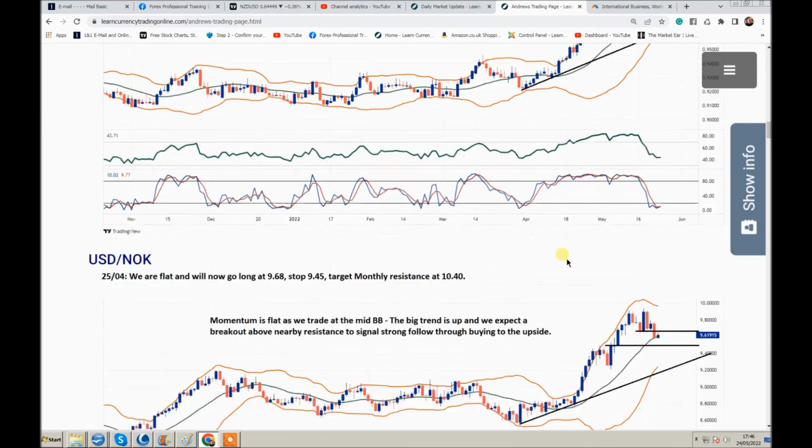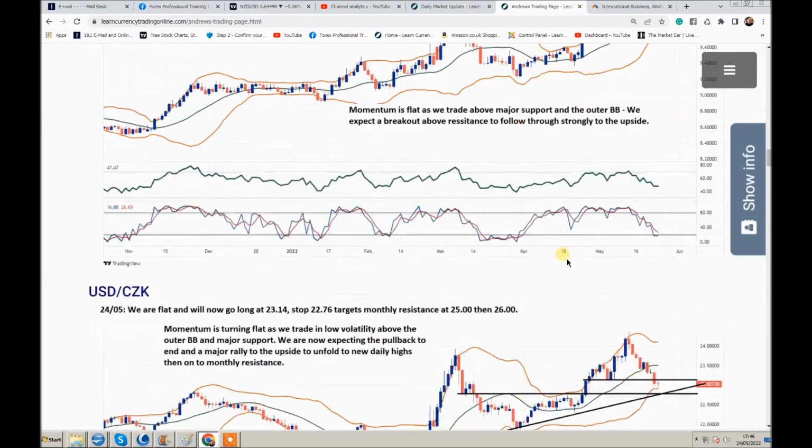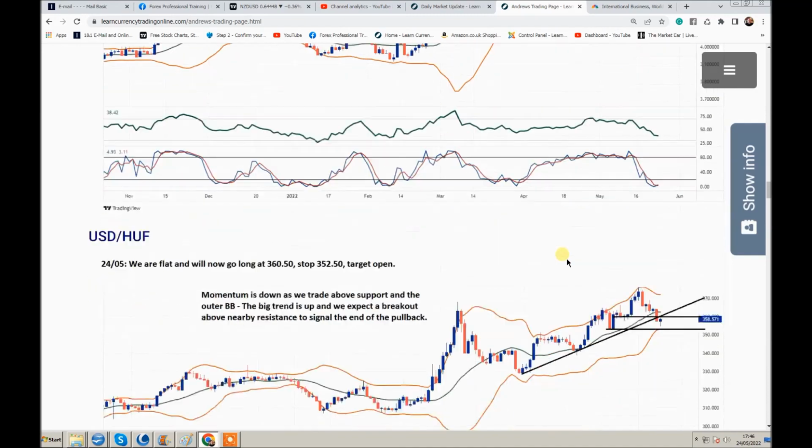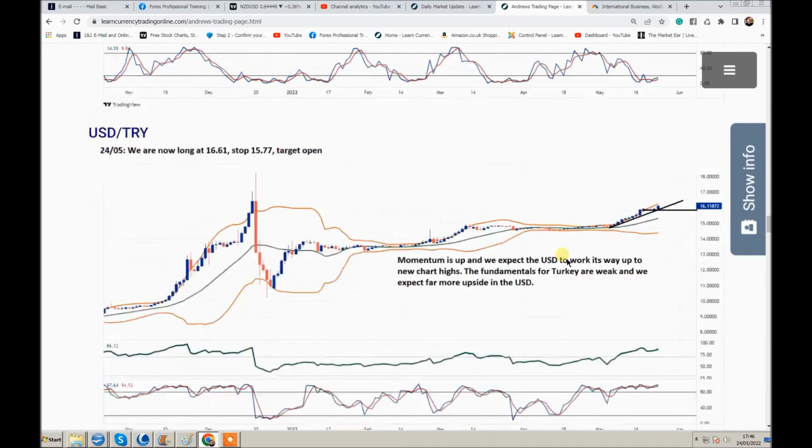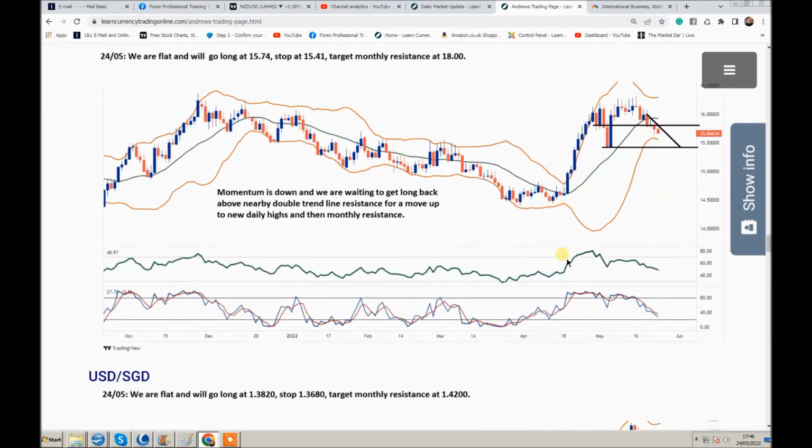Last pair, very volatile pair. USD ZAR, if I can find it. Here, it should come in a minute. Here we go. USD ZAR.